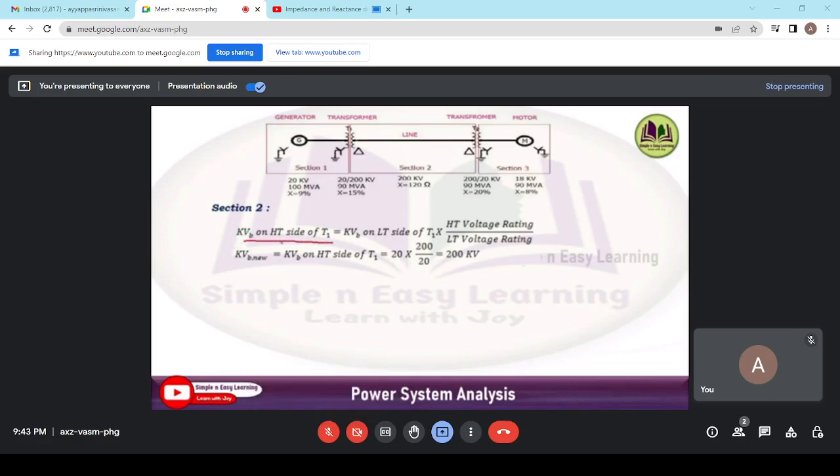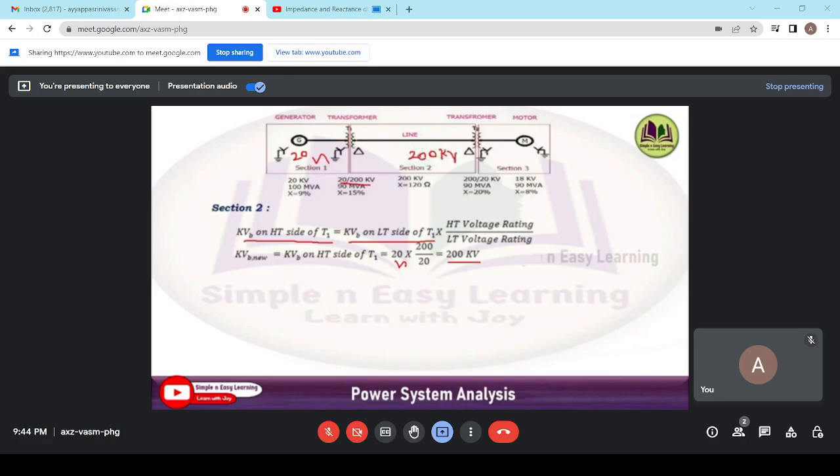So here is a formula. Base kV on HT side of transformer T1 equals base kV on LT side of transformer T1 times HT voltage rating divided by LT voltage rating of transformer T1. The base kV on the LT side we know from section 1 is 20. You can substitute 20 over here, and the HT and LT voltage ratings of transformer T1, 20/200. So 20 times 200 divided by 20 gives 200 kV as the answer. So for section 2 you will have 200 kV as the base kV.